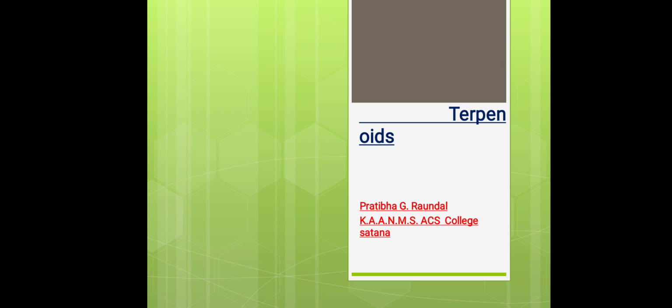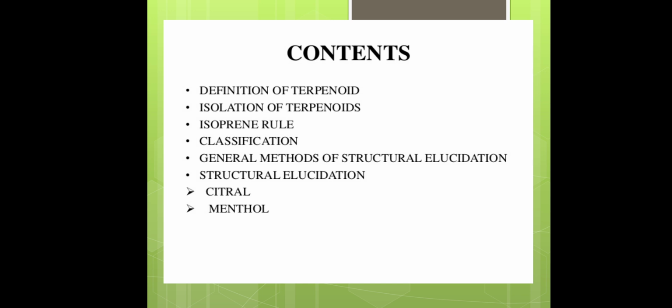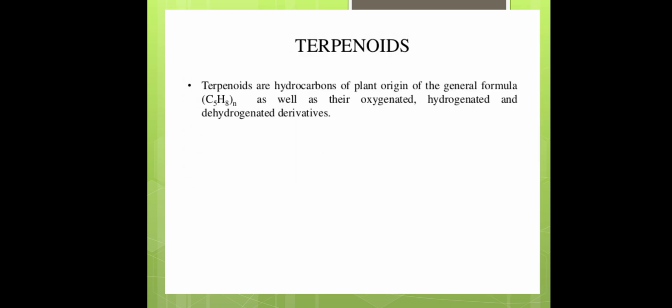KAANMS SCS College, Satana. Today I am going to discuss the terpenoids. Today we discuss the definition of terpenoids, isolation of terpenoids, isoprene rule, classification, general methods of structural elucidation, then structural elucidation of citral and menthol.